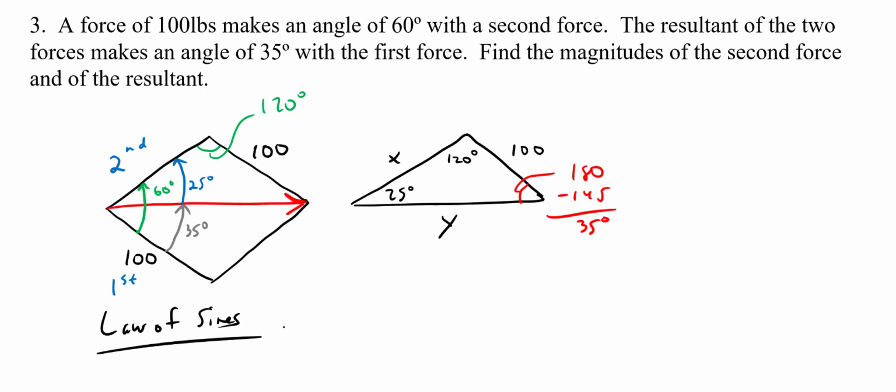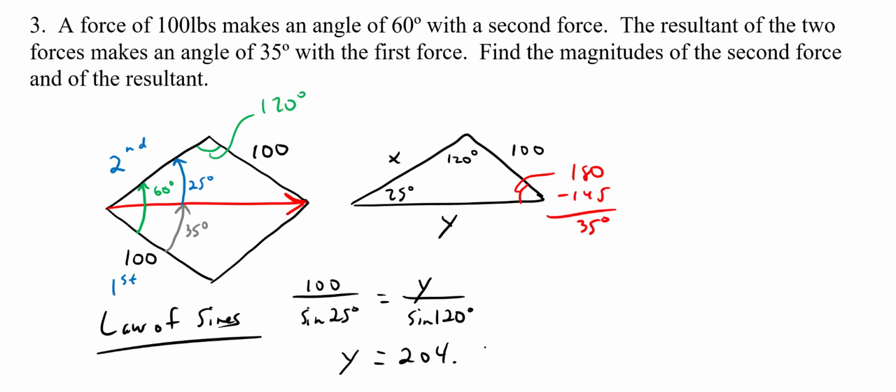Okay, so we're going to do 100 over sine of 25, because that's what we know, is equal to y. We'll do the resultant first: y over sine of 120. Cross multiply and solve, so y comes out to be 204.92 pounds. So that is the resultant.